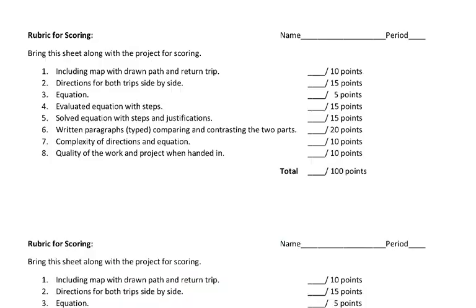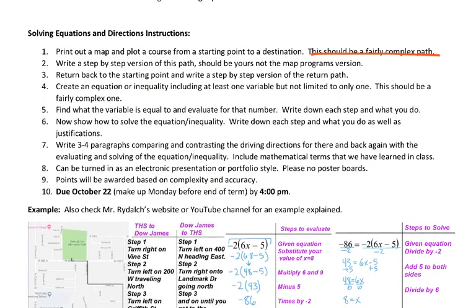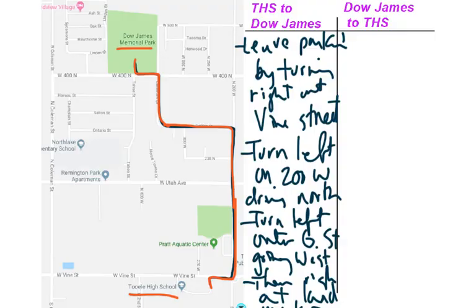That's the first step. So that was part 1. I also did part 2, right? Write a step-by-step version of this path. And yours, not the maps programs. We're doing it on our own. So you do need to be drawing this on a map, and that can be electronically drawn or by hand. Then we're going to return back and do a step-by-step version of the return path.